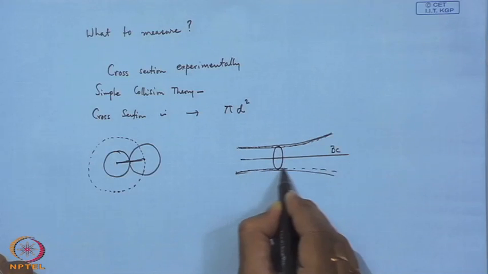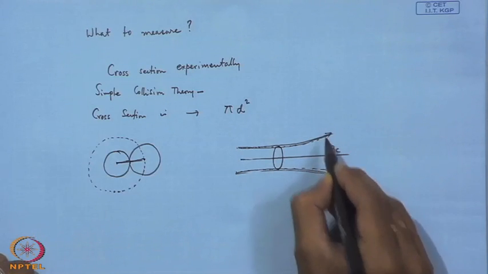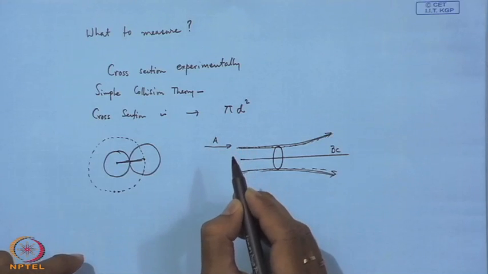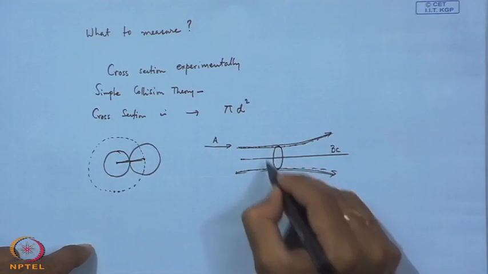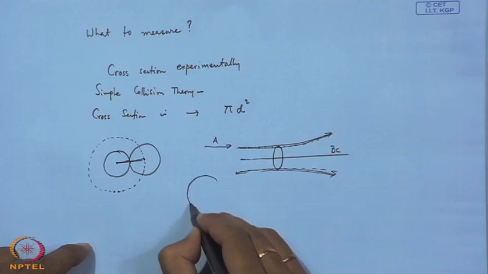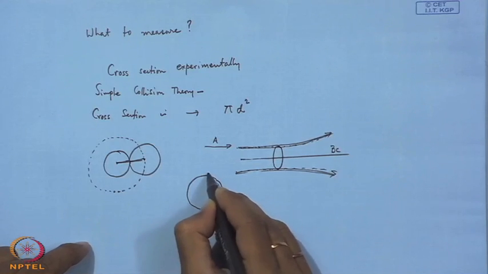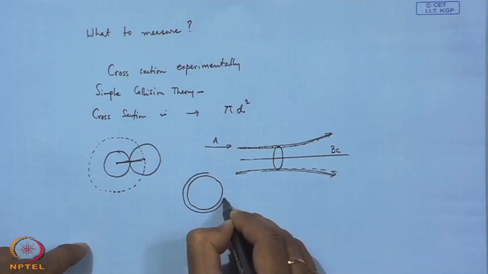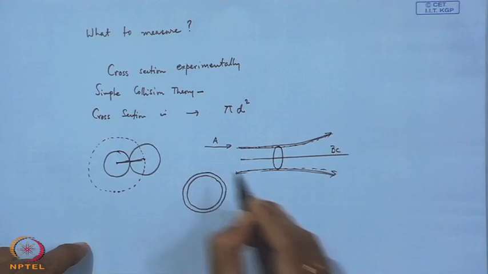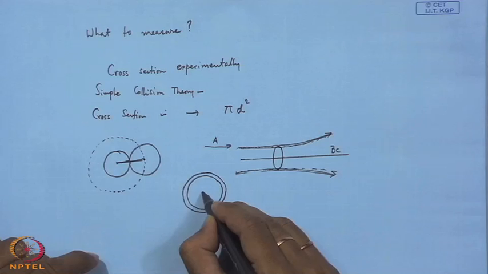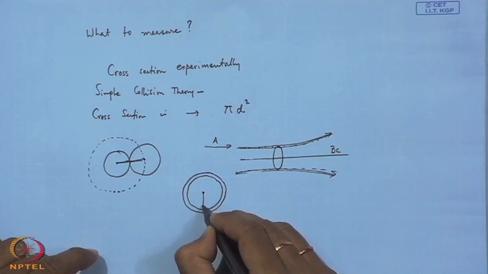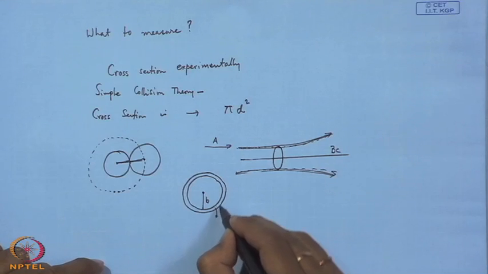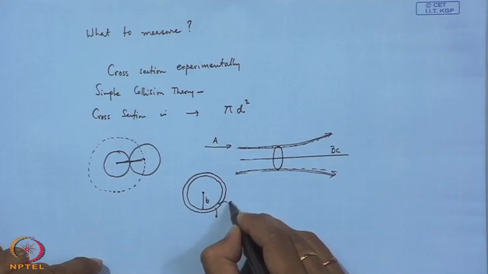Okay. So, it moves this way, it is approaching from this side. So, A is going this way. Okay. So, what is this? If you think in this way, that you have got two concentric circles, okay, this is say b and this will be say db.